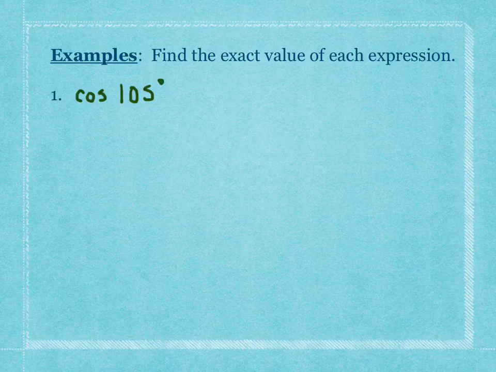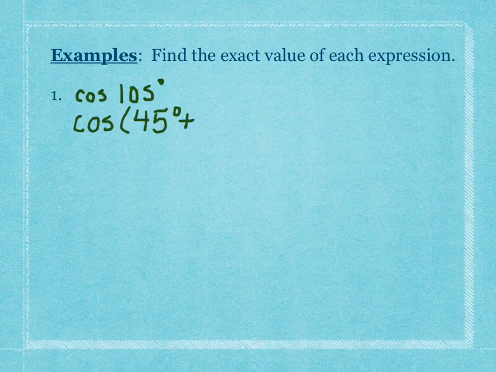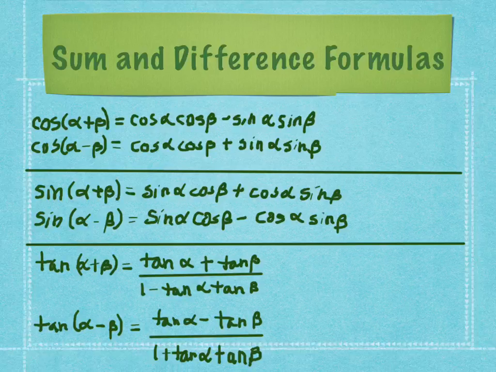105 is not a value on your unit circle. However, you can write it as the sum of two values on your unit circle that you do know and you do like. What two numbers add up to 105? 45 and 60. So I could rewrite this as the cosine, and it doesn't matter the order. Okay, so 45 degrees plus 60 degrees, or 60 plus 45. Everybody with me? And then I can use that identity that was just on the previous slide. In fact, it's the very first one that tells me what I can do when I have two angles added.